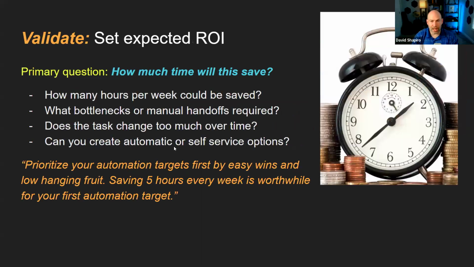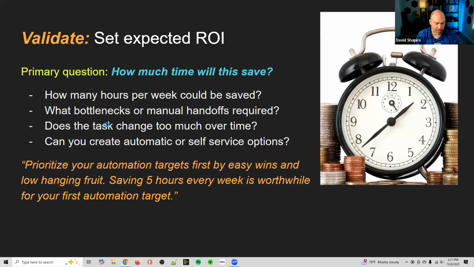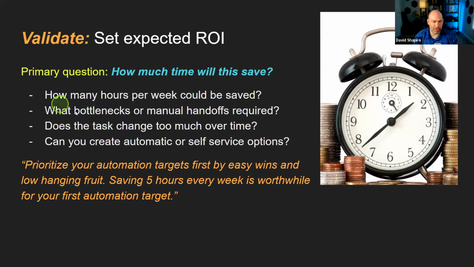The next level is validate. So this is the expected return on investment. The primary question you're asking is how much time will this save? How many hours per week could be saved? What bottlenecks or manual handoffs are required? Does the task, oh, here, let me add my cursor highlighter. There we go. So you can see where I'm looking. Does the task change too much over time?